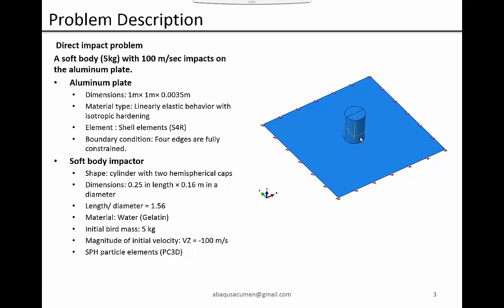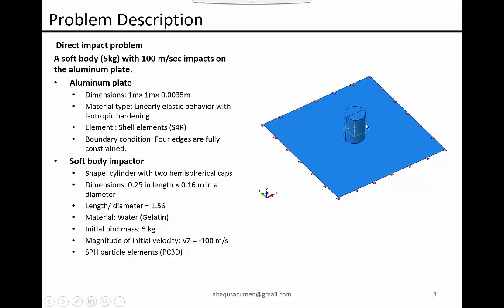We are going to put a cylindrical bird with a length to diameter ratio of around 1.56. So the diameter is 160 millimeter, and the length is around 250 millimeter. The bird will be hit with 100 meters per second velocity, which is quite a lower velocity than we had taken. But in actual bird strike analysis, when a bird hits an aerospace wing or canopy, it hits with around 440 meters per second. So you can model with that.